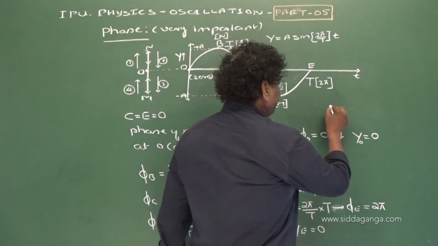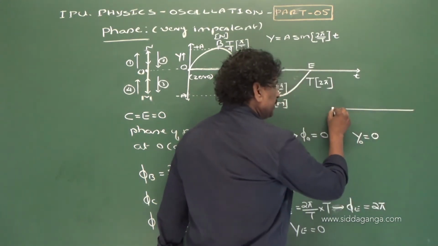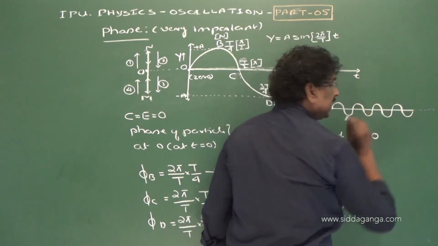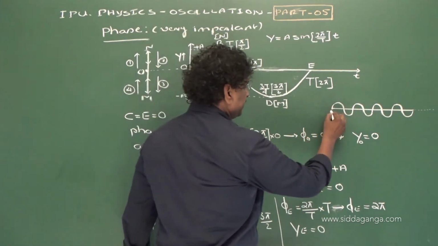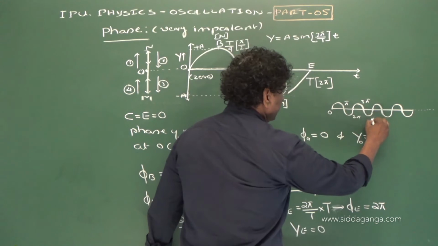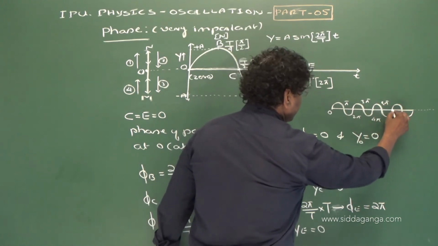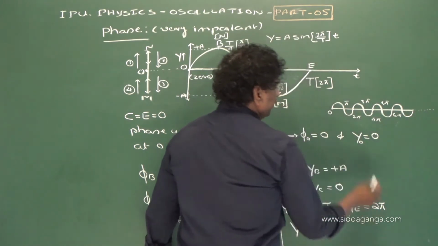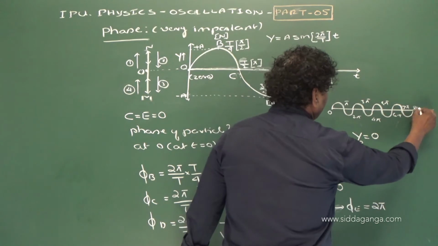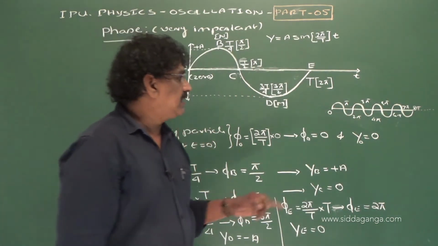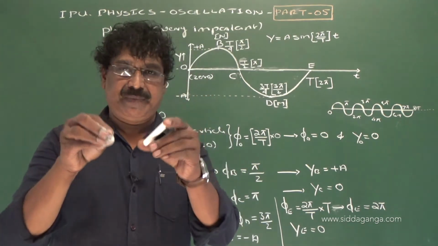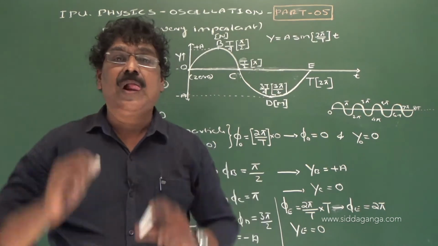Now, suppose the particle continues to execute vibration, then we will get the graph like that. Here phase is 0, here it is pi, here it is 2 pi, here it is 3 pi, here it is 4 pi, 5 pi, 6 pi, and so on. That means the phase is 2 pi means the position of the particle is at mean position, y is equal to 0, but it has completed one oscillation.